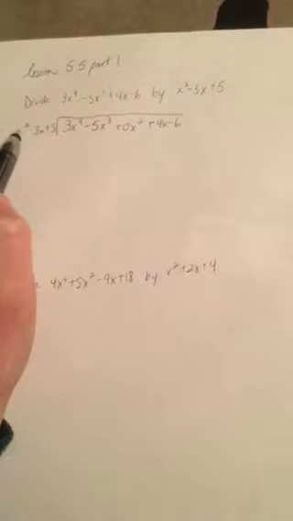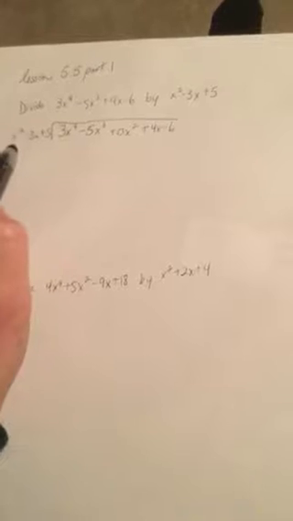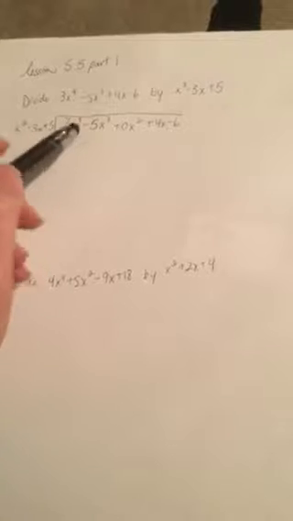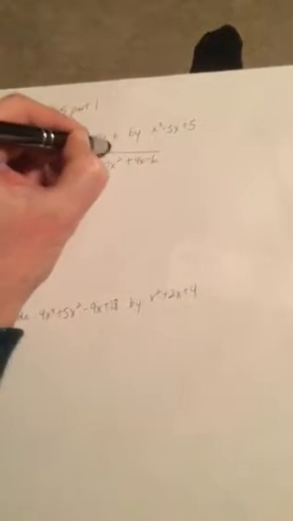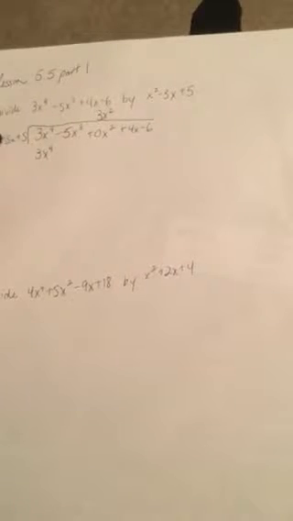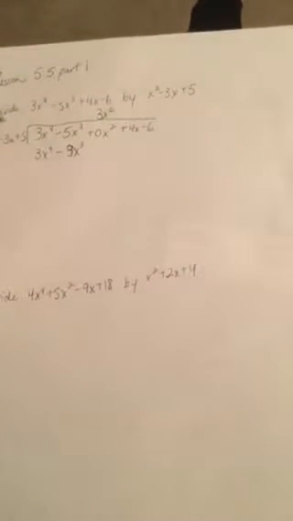So what I want to think is x squared times what gives me 3x to the fourth. So x squared times 3x squared is going to give me 3x to the fourth. So I'm going to put that above here, because I put it right above the x squared term. And then I do multiplication, the rules for long division. 3x squared times x squared is 3x to the fourth. 3x squared times negative 3x is negative 9x cubed. And 3x squared times 5 is 15x squared.